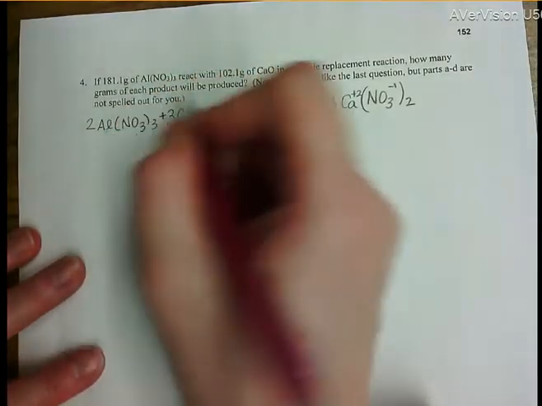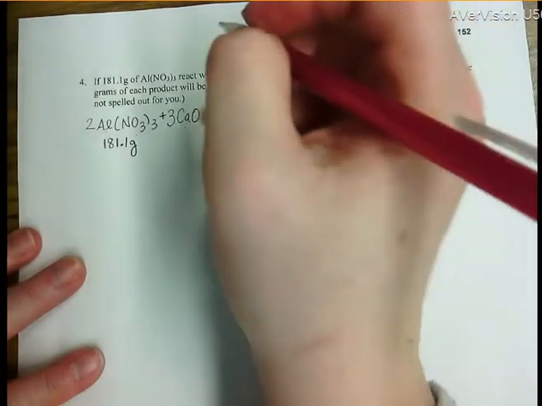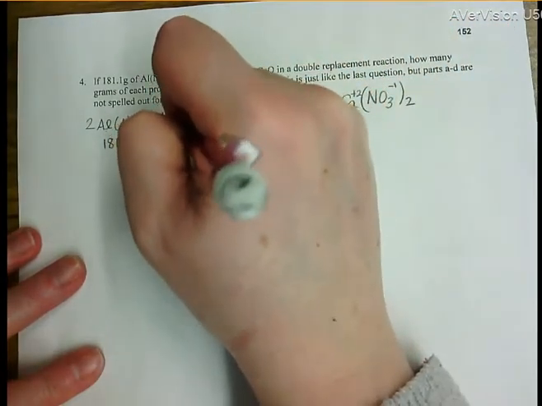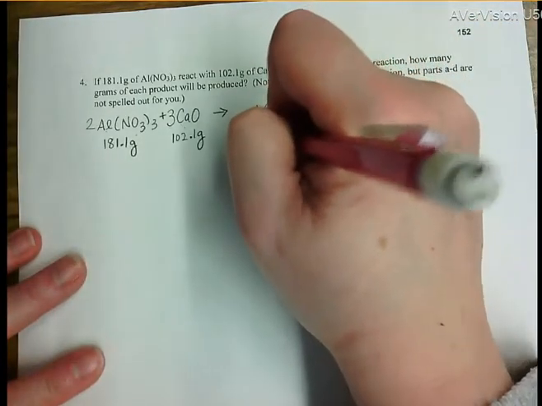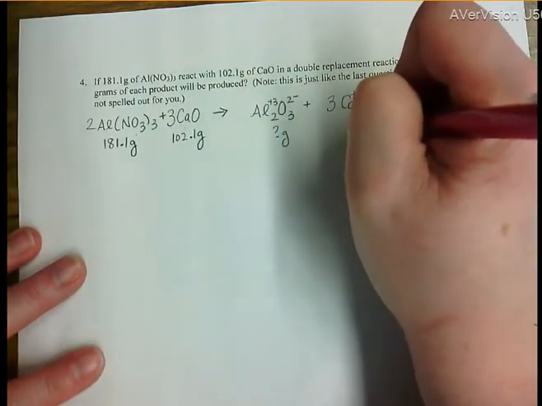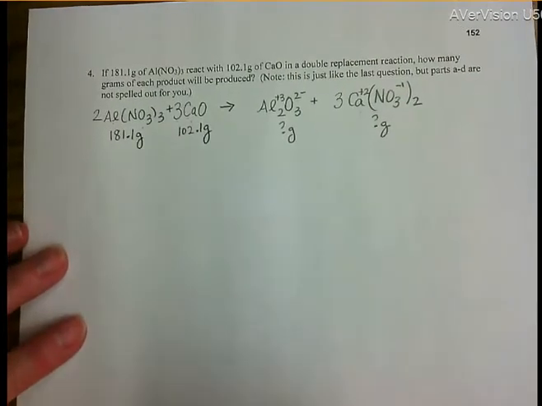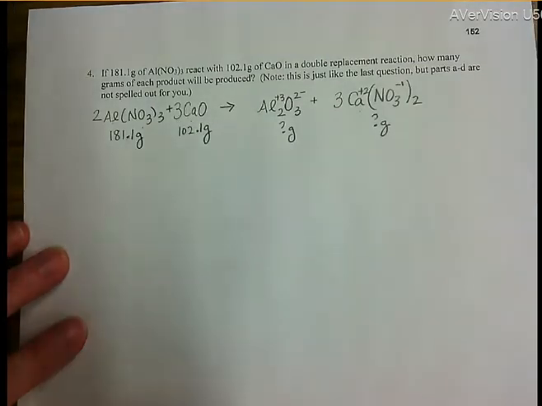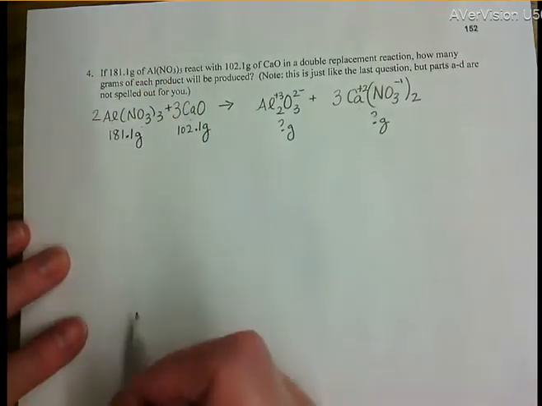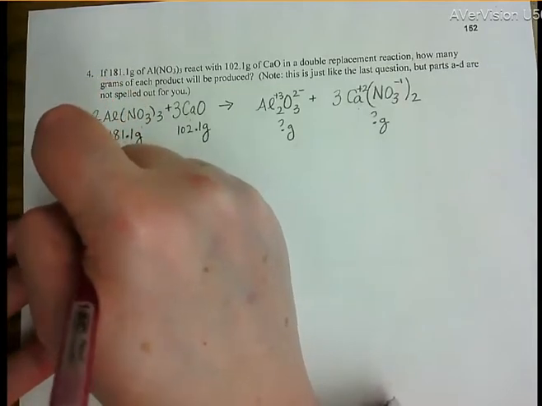Now, again, 181.1 grams of this and 102.1 grams of this. We want to know how many grams of each product are produced. Again, I'm not going to do it both ways. I've told you before I'm linear. I am always going to start here and convert to that one. You don't have to do it that way. I've shown you a couple times. It doesn't matter.